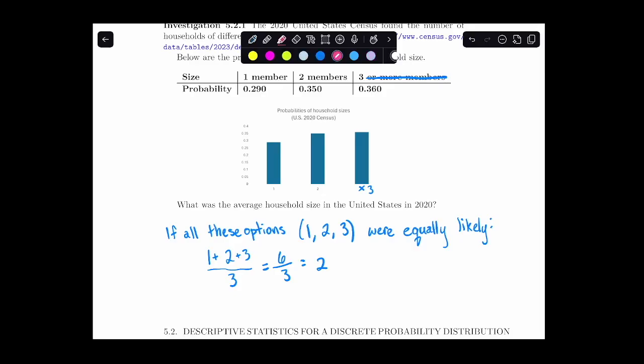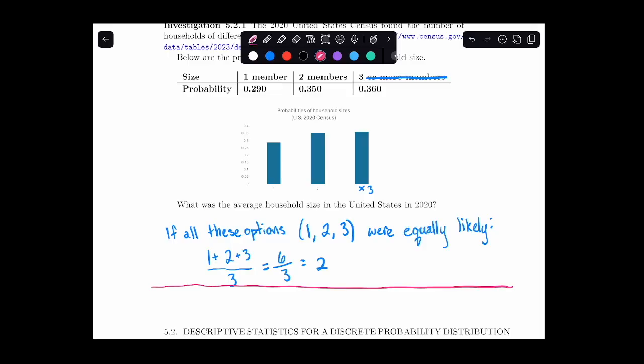But what you might have noticed in this example is these probabilities are not the same. These things are not all equally likely. In fact, the highest likelihood is that we're in this biggest category of having 3 members, or 3 or more technically, but we're just pretending this is 3. So in my image, that's the probability that's biggest. And if I'm thinking about the average, it looks like 2 members is also more likely than 1. So if I was going to try to guess, I would guess that the average is somewhere between 2 and 3.